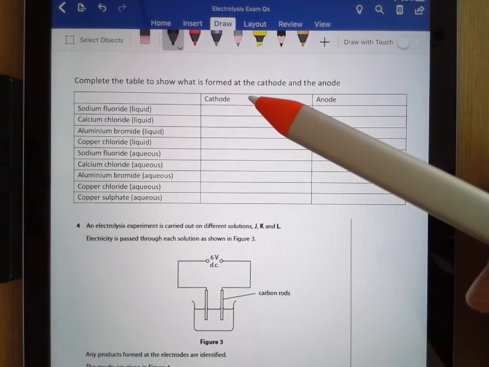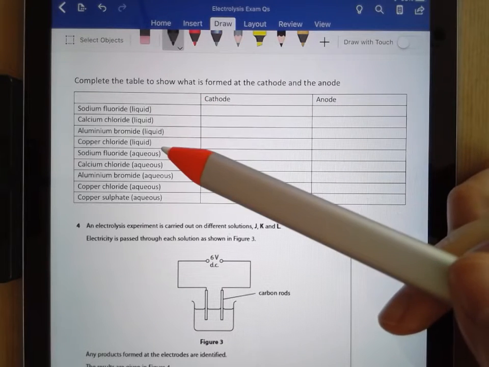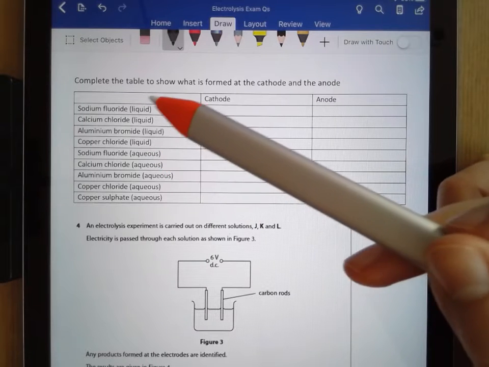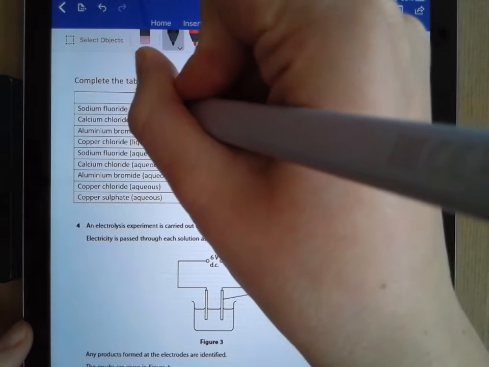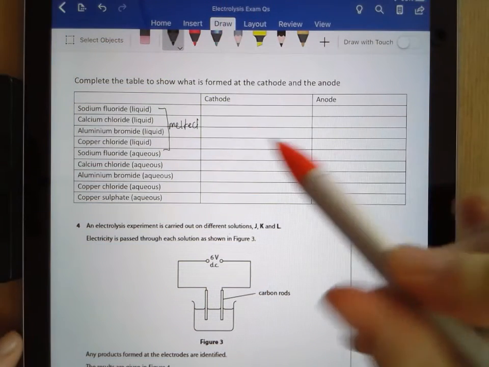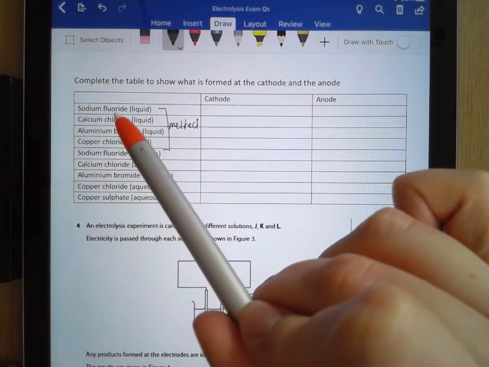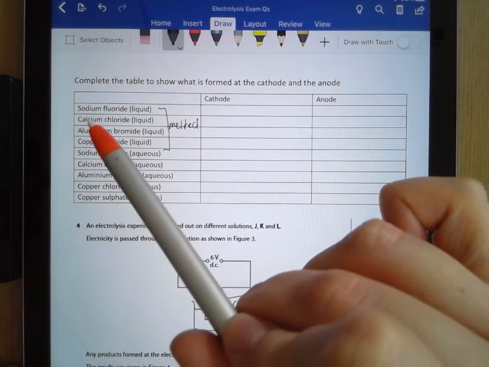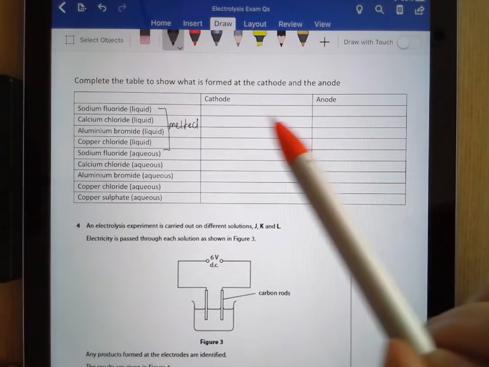Okay, when you're predicting the product at the cathode and the anode, the first thing to take note of is the state symbol. So for the first four here, I've written in brackets that they're liquid. If they're liquid, it means that you have melted them. And if you've melted them, then there is no water present. The only things that are present are the elements that you've actually got in the compound. So in the first one, all you've got present is sodium and fluorine, then you've got calcium and chlorine, then you've got aluminium and bromine. So they're your only possible answers when you're predicting your product.